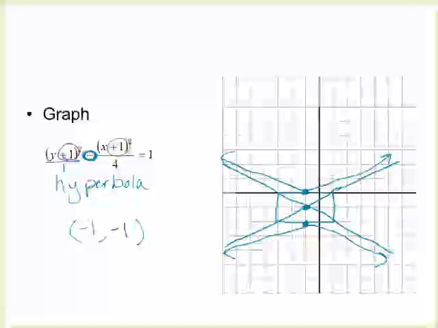Yes? Because of the minus. A hyperbola is the only one that subtracts. It could be an ellipse or it could be a circle if it's adding. And that depends on whether the numbers in the problem and the denominators are the same or different.